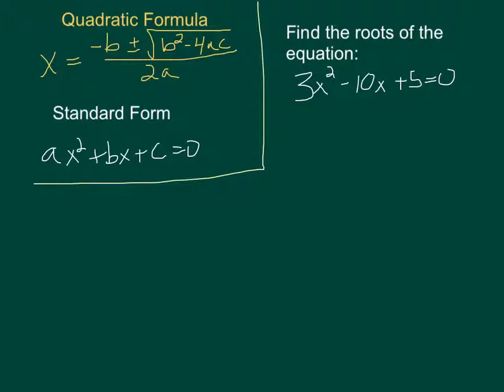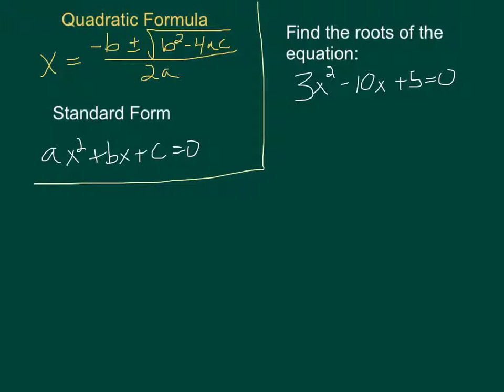Now, in order for us to be able to use the quadratic formula, you have to have your equation in standard form. Standard form looks like this: ax squared plus bx plus c equals 0. So the a is in front of the x squared, the b is in front of the x, and the c is the constant, the number all by itself.